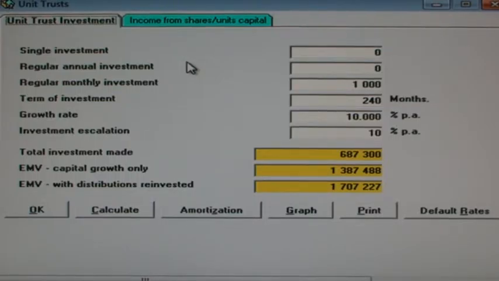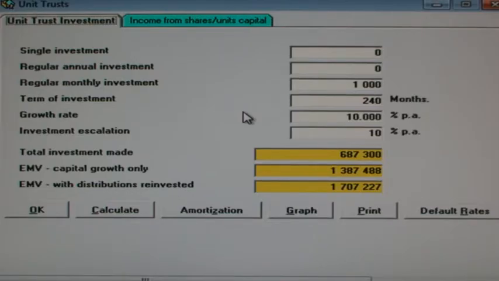Looking at the first tab, as an example, we enter a monthly investment contribution of R1,000 escalating at 10% per annum for 20 years or 240 months. I'm using a 10% escalation here to build up capital while the investor is young and working. We entered a growth rate of 10% in this example, and I think most financial consultants will be happy with 10% growth, but you are quite free to enter whatever figures you choose.